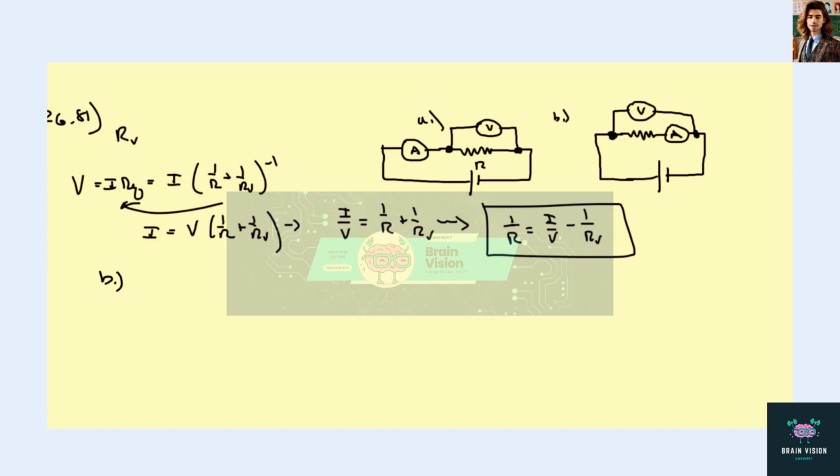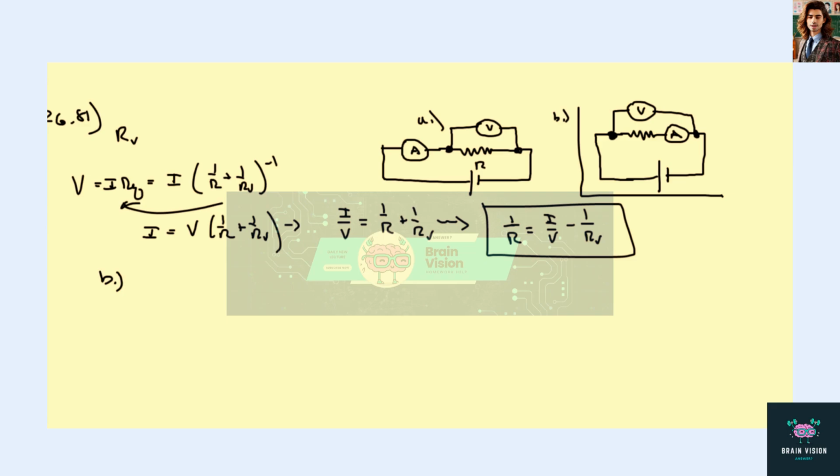Okay, so part B now asks if a voltmeter and ammeter can also be connected as shown in figure B, which is shown here on the right side, the right circuit I have, to measure the resistance R. And it says show, in this case, that R is given as a different expression here, where V and I are the voltmeter and ammeter readings, and RA is the resistance of the ammeter.